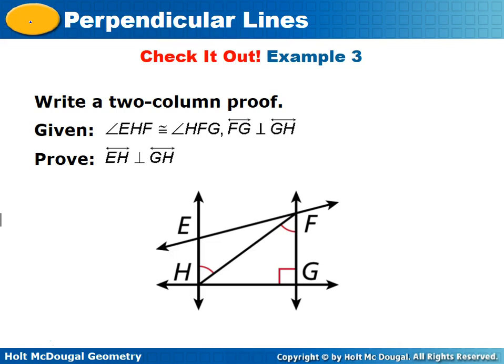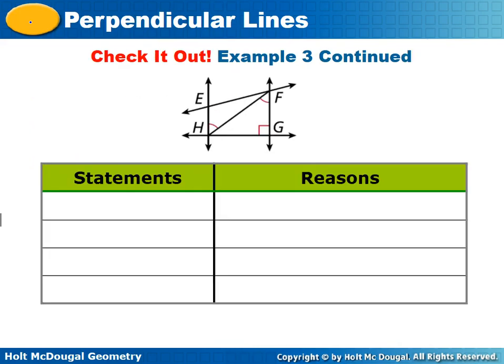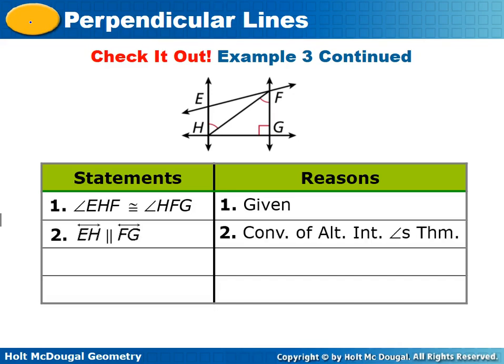The next one is we're going to write a two-column proof. So what I'd like you guys to do is fill in all the blanks that you can first, and then we'll go back through this problem together. So hopefully you understood that the first step was given. Now the second step, EH is parallel to FG. So it's talking about EH and FG, okay?